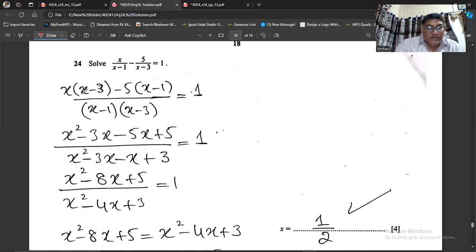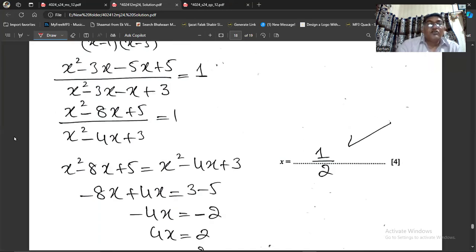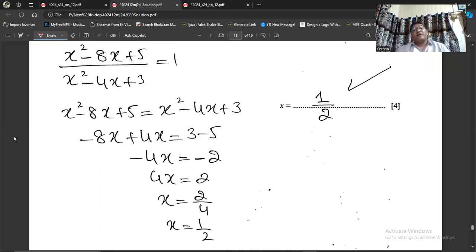Okay, so when you multiply these two, you will get x squared minus 3x minus 5x plus 5. And multiplying these two brackets with each other, you will have x squared minus 3x minus x plus 3, and that equals 1. So you will have upstairs x squared minus 8x plus 5, and downstairs you will have x squared minus 4x plus 3 equals 1. So we will cross multiply here. So you will have x squared minus 8x plus 5 is equal to x squared minus 4x plus 3.